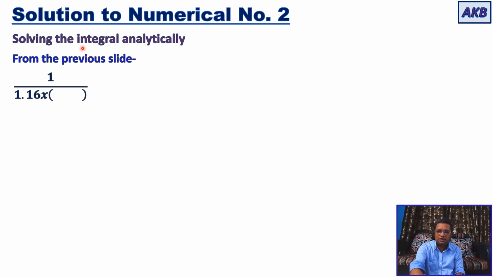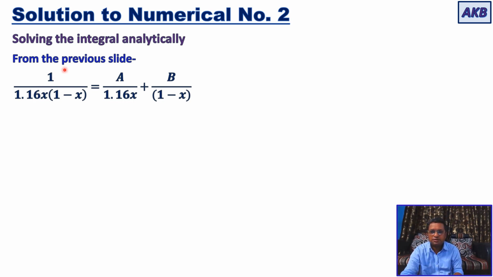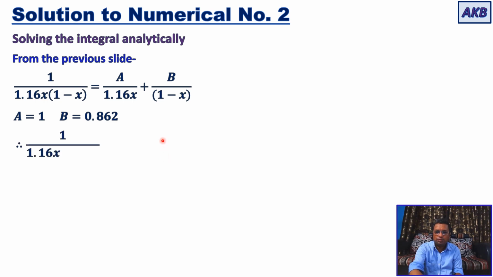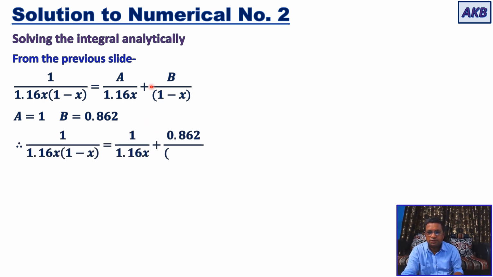So previously we have got this, we had two parts, 1 upon 1.16 into 1 minus x is equal to a upon 1.16x plus b upon 1 minus x, and now we have got values for a and b. A is 1, b is 0.862. Okay, now let us use the values. So it will be 1 upon 1.16x into 1 minus x, that is equal to 1 upon 1.16x plus 0.862 divided by 1 minus x. Now let us integrate it.